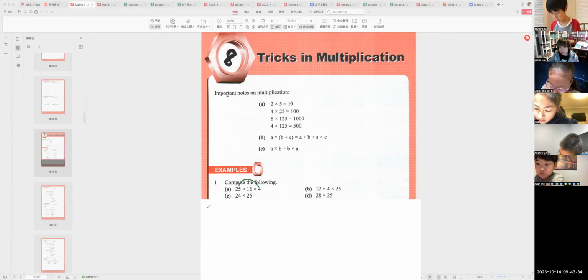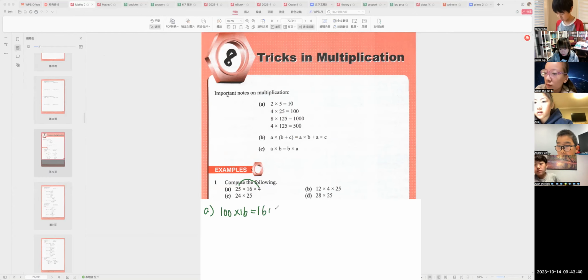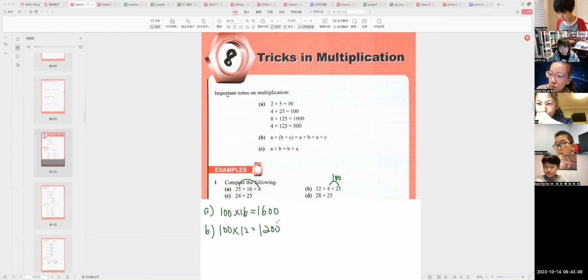Okay, so everybody, let's do this one. Okay, so I am going to do the first one is I'm going to 25 times 4 first. It's 100 times 16 equals what? 1600. Okay, this one 4 times 25 first equals 100. So it's 100 times 12 equals 1200.